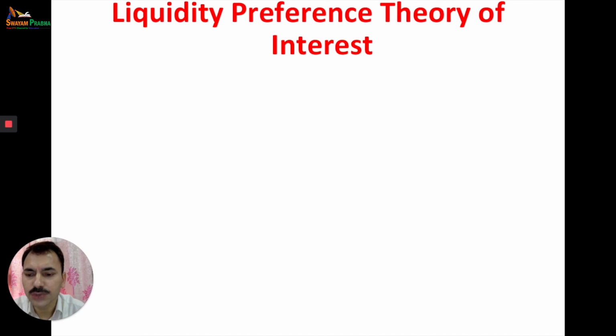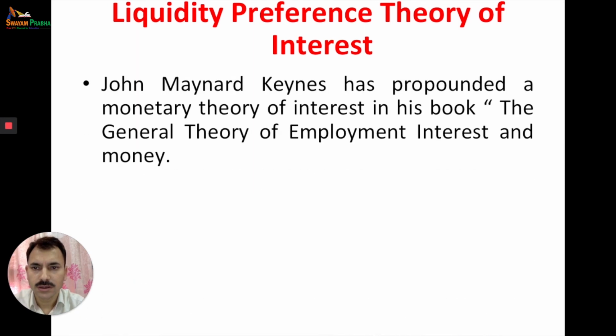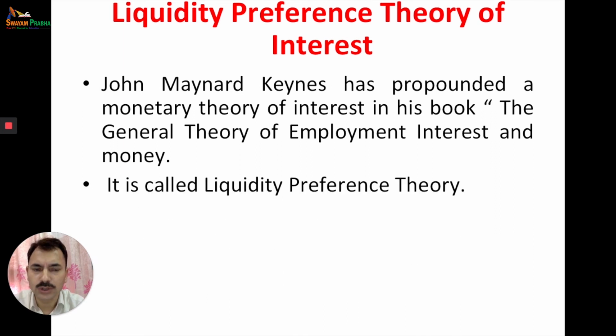Next one, liquidity preference theory of interest. John Maynard Keynes has propounded the monetary theory of interest in his book, The General Theory of Employment, Interest and Money. Keynes wrote this book in 1936, and in that particular book, he has written a monetary theory of interest, which is called liquidity preference theory.